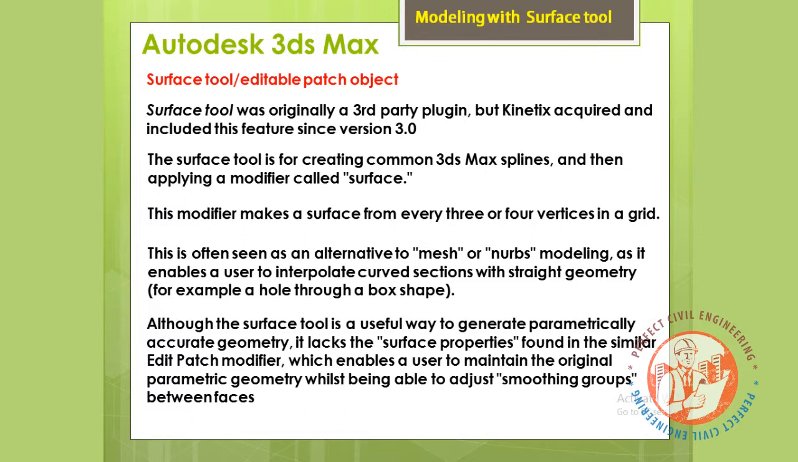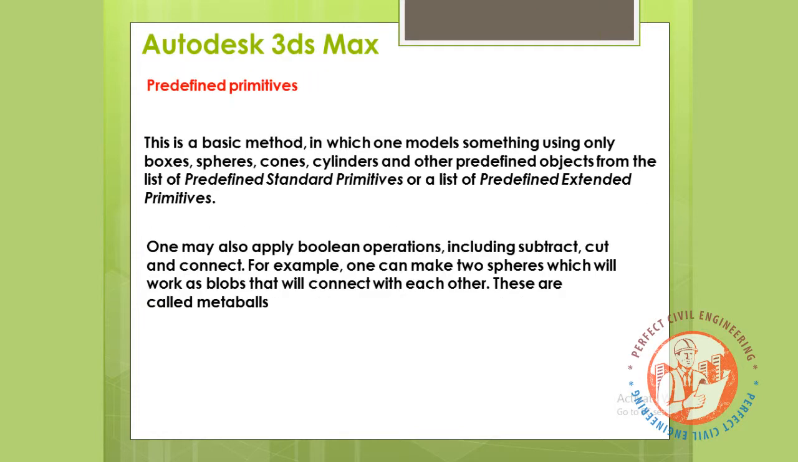This is often seen as an alternative to mesh or NURBS modeling, as it enables a user to interpolate curved sections with stray geometry, for example a hole through a box shape. Although the Surface Tool is a useful way to generate parametrically accurate geometry, it lacks the surface properties found in the similar Edit Patch modifier, which enables a user to maintain the original parametric geometry whilst being able to adjust smoothing groups between faces.